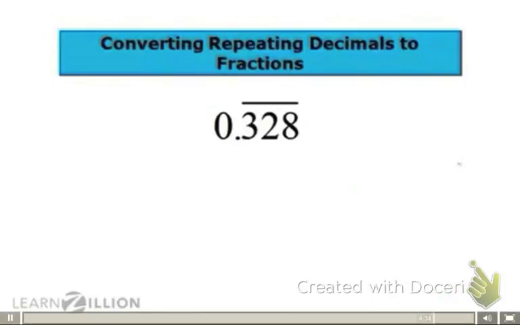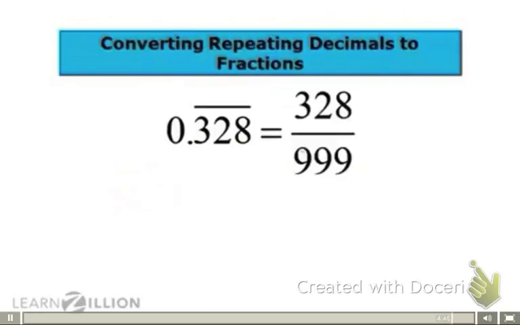One last one here. 0.328 repeating. This time, how many numbers do we have in the repetend? We have 1, 2, 3, so 328, and we put 3 nines in the bottom, 999. So 0.328 repeating should equal 328/999ths. Always good to check, but this will take a little bit, so I'm just going to go ahead and show you all my steps right here.